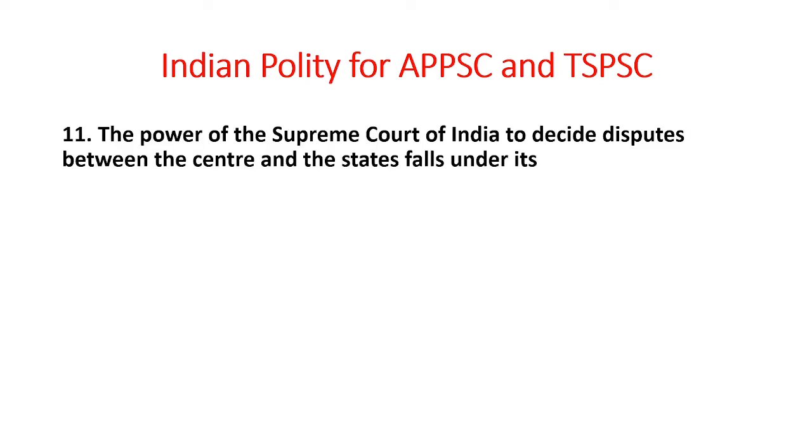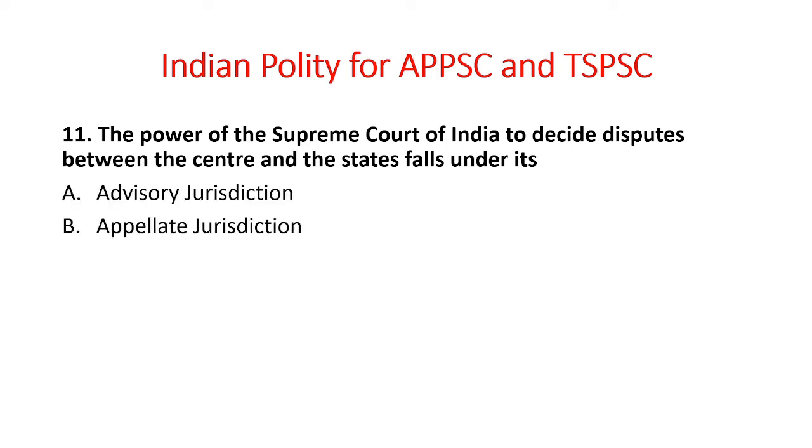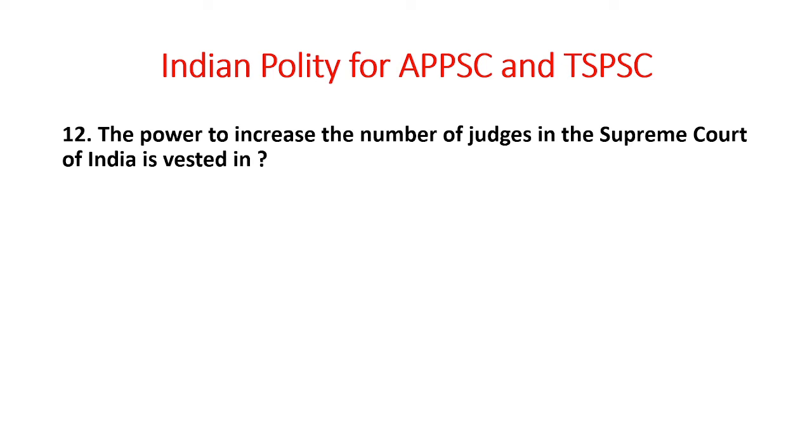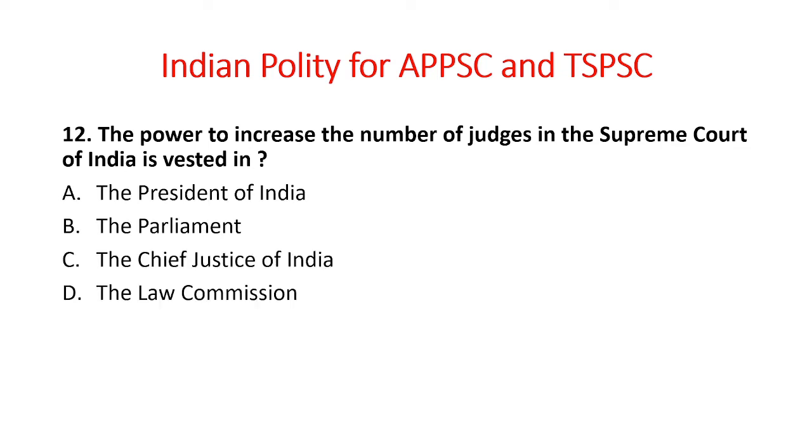Next. The power of the Supreme Court of India to decide disputes between the center and the states falls under: its options are advisory jurisdiction, appellate jurisdiction, original jurisdiction, writ jurisdiction. So the power of the Supreme Court to decide disputes between center and the state falls under original jurisdiction. Next. The power to increase the number of judges in the Supreme Court of India is vested in, and the options are the President of India, the Parliament, the Chief Justice of India, and the Law Commission. So the power to increase the number of judges in the Supreme Court is vested in the Parliament.